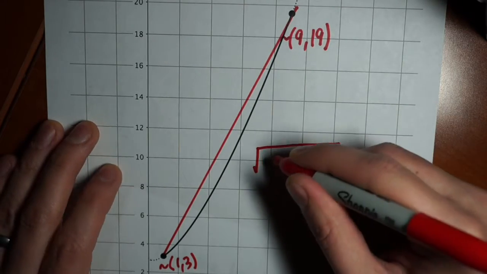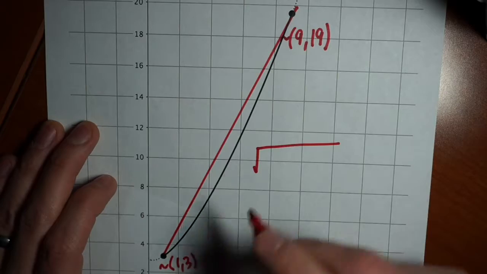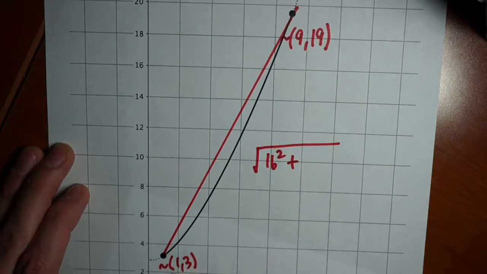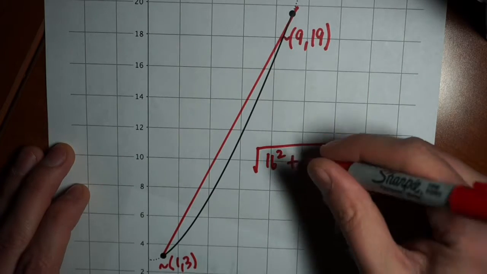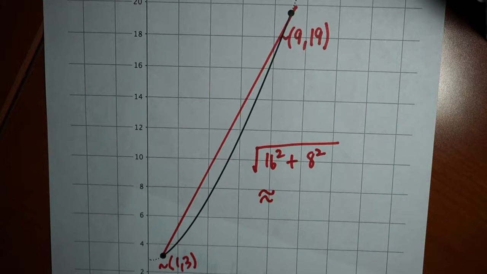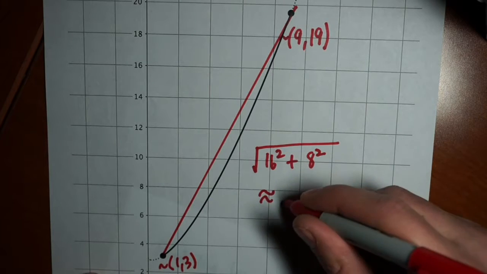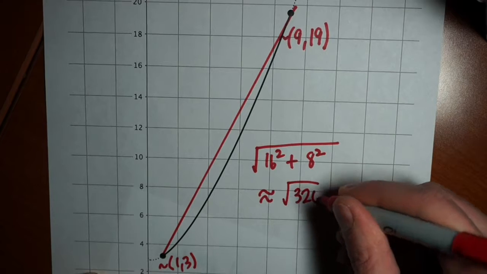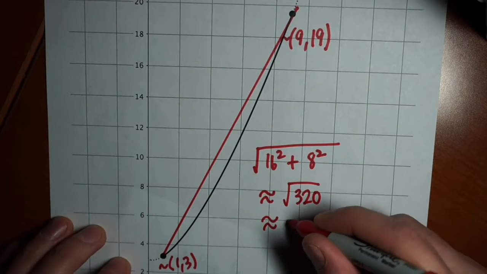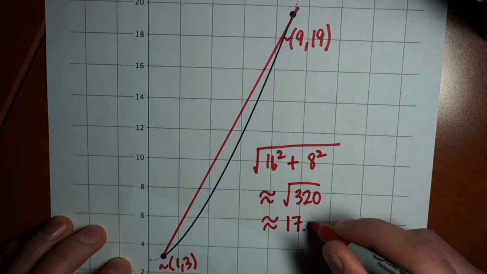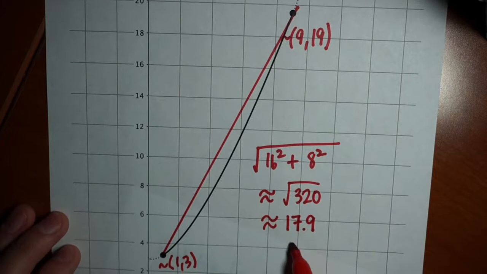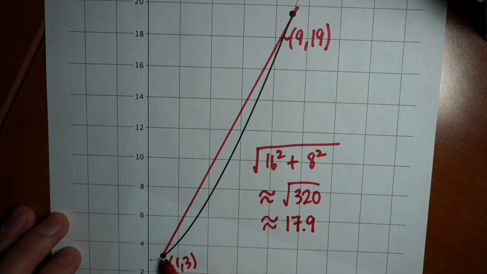And so I take the square root of the differences of the x-coordinate squared and the y-coordinate squared. So y-coordinates give me 16 squared. The x-coordinates give me 8 squared. And so this is going to be equal to the square root of 320, which is approximately equal to about 17.9, give or take. I want to emphasize again that this is not exact, but this is an approximate, and so it'll tell us if our answer is close, or maybe not.